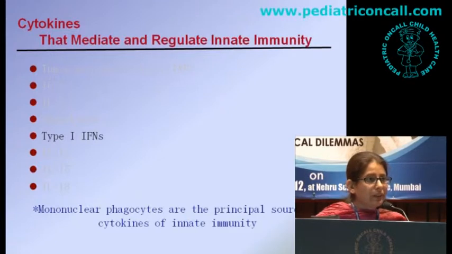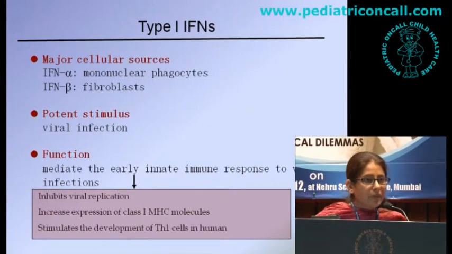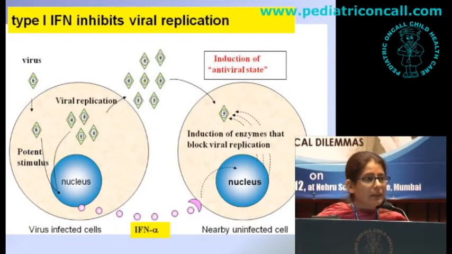Next, we come to the type 1 interferons, which are basically of two types, alpha and beta. Alpha is secreted by the mononuclear phagocytes, and beta by the fibroblasts. Their basic action is to inhibit viral replication, increase the expression of class 1 MHC molecules, and cause a Th1 response. So when there is a viral infection of a cell, the virally infected cell secretes type 1 interferon, interferon alpha, which acts on the neighboring cell and prevents viral replication, and thus blocks further propagation of the virus in the body.